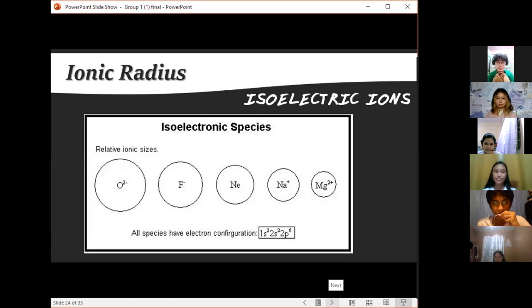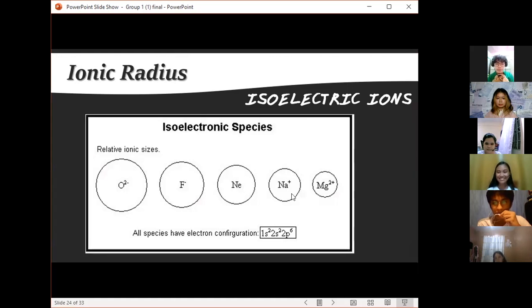Take a look at the example shown on the screen. We have an oxide ion, fluoride ion, neon, sodium ion, and magnesium ion. All of them have the electronic configuration of 1s2, 2s2, 2p6. How would we determine the one with the largest or smallest ionic radius?